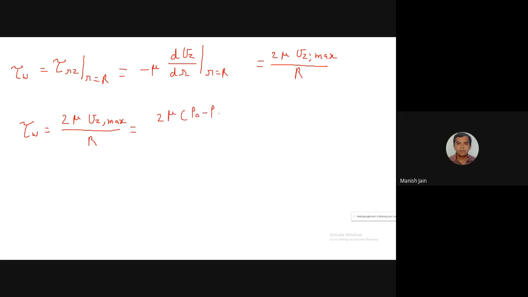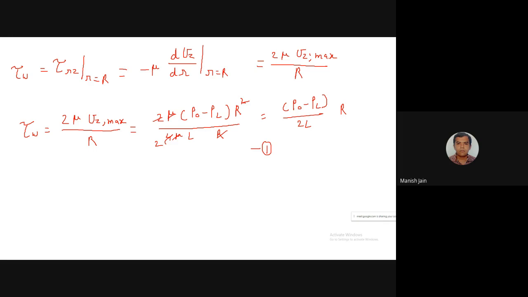Now if you substitute the value of vz max, so vz max equal to (p naught minus pL) multiplied by R square divided by 4 mu L, multiplied by the rest. So R will be cancelled out, mu will be cancelled out, and 2 by 4 will be cancelled out. So you will get tau w equal to (P naught minus PL) divided by 2L, times R. Okay, so this is equation number 1.